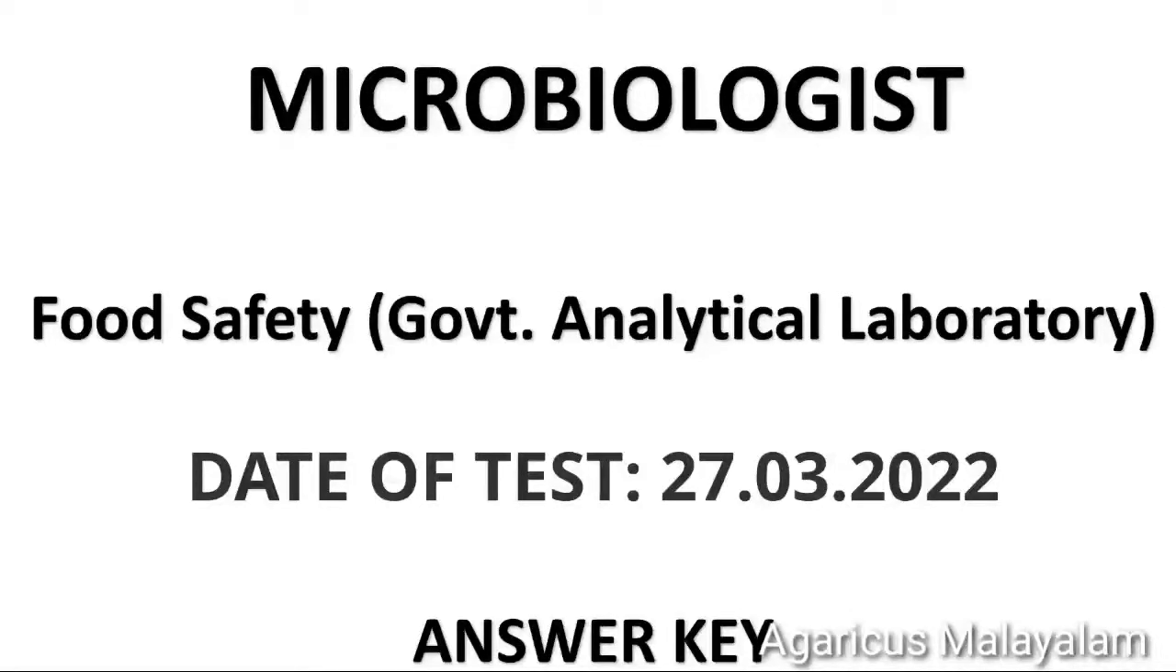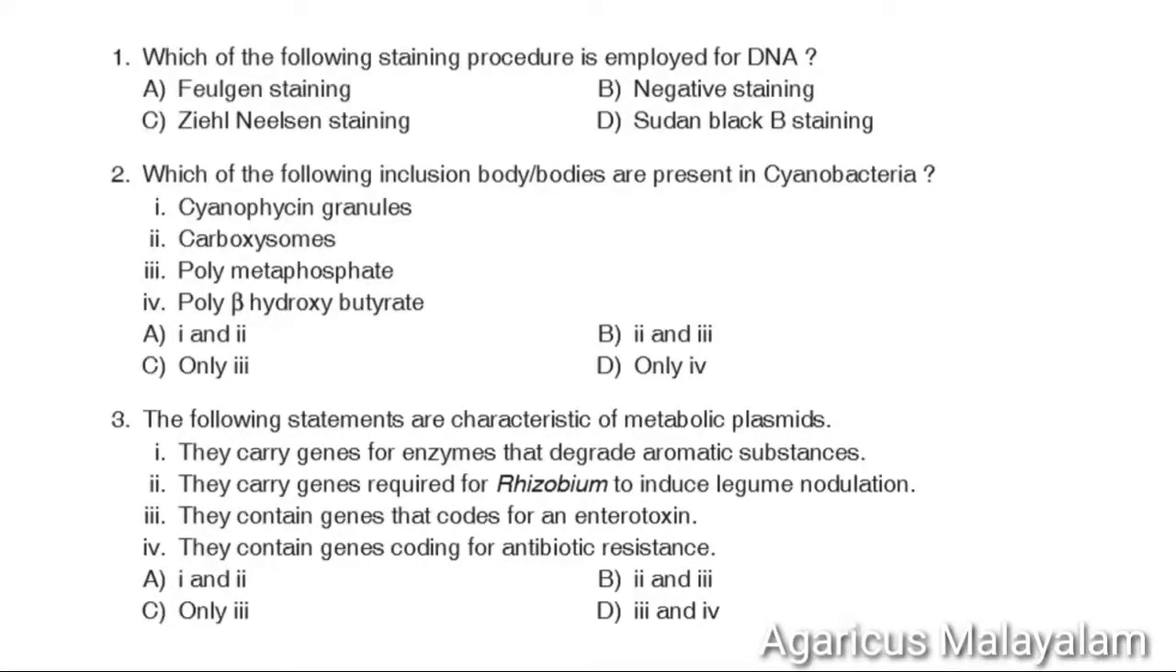27/3/2022 നടന്ന മൈക്രോബയോളജിസ്റ്റ് ഫുഡ് സേഫ്റ്റി ഡിപ്പാർട്ട്മെന്റിന്റെ ആൻസർ കീ ആണ് പബ്ലിഷ് ചെയ്തിട്ടുള്ളത്. നമുക്ക് അതിന്റെ ആൻസേഴ്സ് എന്തൊക്കെയാണെന്ന് നോക്കാം. ഫസ്റ്റ് ക്വസ്റ്റ്യൻ, which of the following staining procedures is employed for DNA? Correct answer is Feulgen staining.